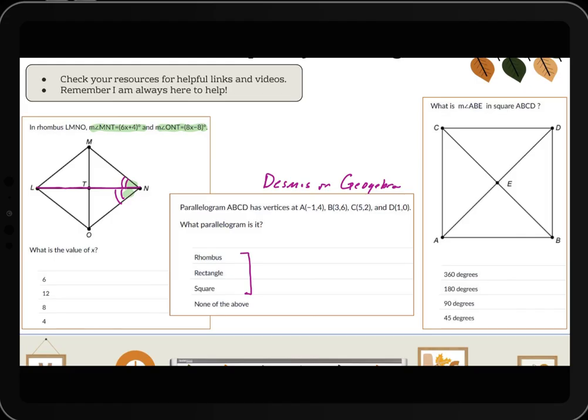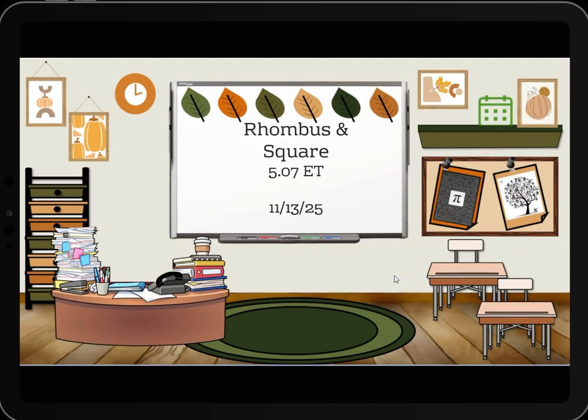And then lastly, what is the measure of angle ABE in square ABCD? So ABE is going to be this angle right here, ABE. So we talked about what happens to that specific angle. We know this angle right here. What type of angle is that? And then what do you see that's highlighted in green that can help you identify what that degree has to be? What are the diagonals doing to the angles inside of a square? So that right there is going to represent your lesson for 4.0 or 5.07.